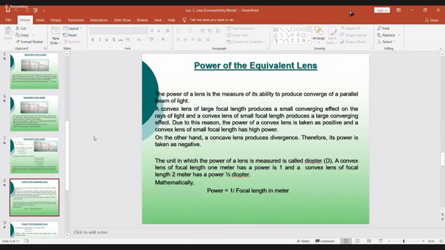So if you have the lens with large focal length, then its power is small. If you have the lens with small focal length, its power is large. They are vice versa.